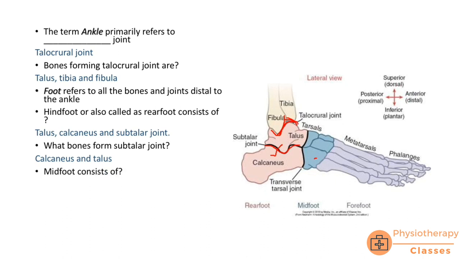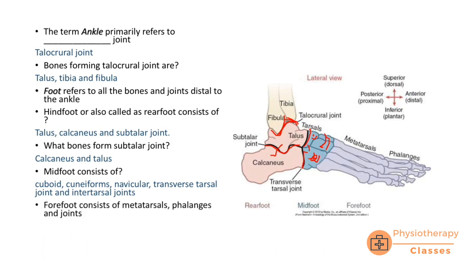Now next, what is the midfoot? What does the midfoot consist of? The midfoot consists of the navicular bone, the cuboid bone, and the cuneiform bones, which are the medial three cuneiform bones. We have three cuneiform bones, one cuboid and one navicular bone. These are called tarsal bones. The joints formed between the calcaneum and the cuboid, that is the calcaneocuboid joint, and the talonavicular joint also come under the midfoot. And all the joints formed between the navicular and the cuneiforms, the cuboid, and between the cuboid and the navicular bone also come under the midfoot.